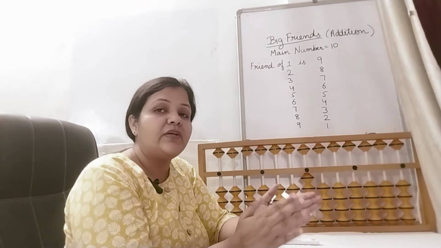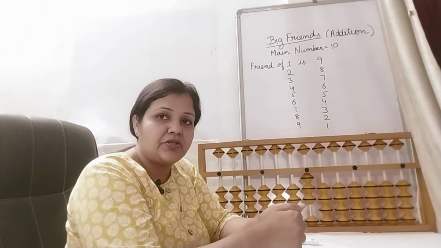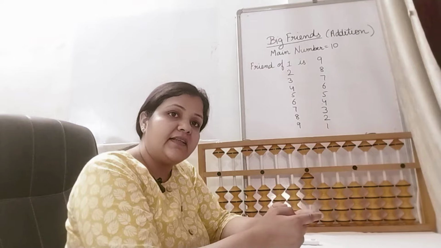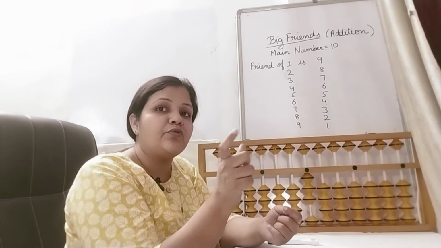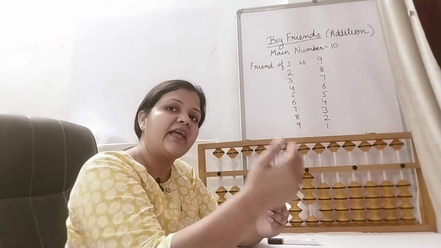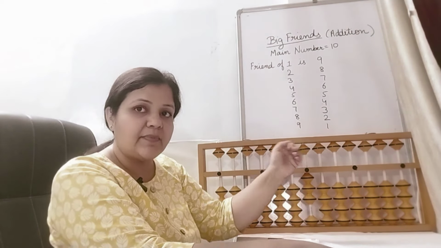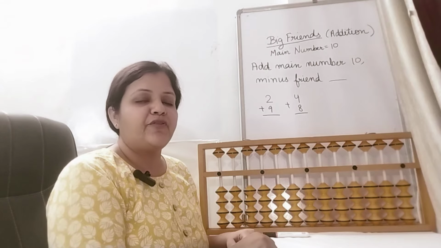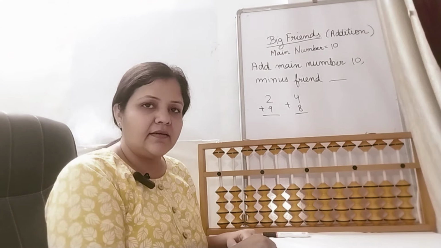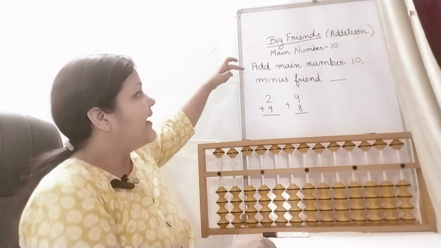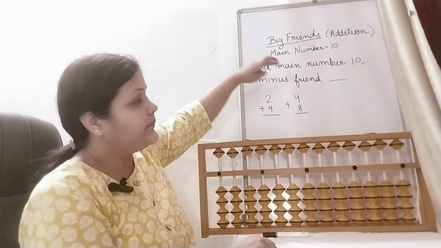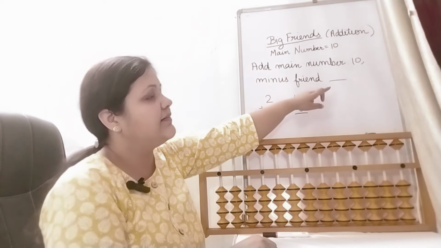In big friends, we see that the number on which we are using the operation of big friend and the friend of that number, the addition of both the numbers should be 10, which is 5 in case of small friends. I hope the big friend concept is clear. Now let's see some examples. In big friends, the main number is 10. So our formula becomes add main number 10 minus friend.